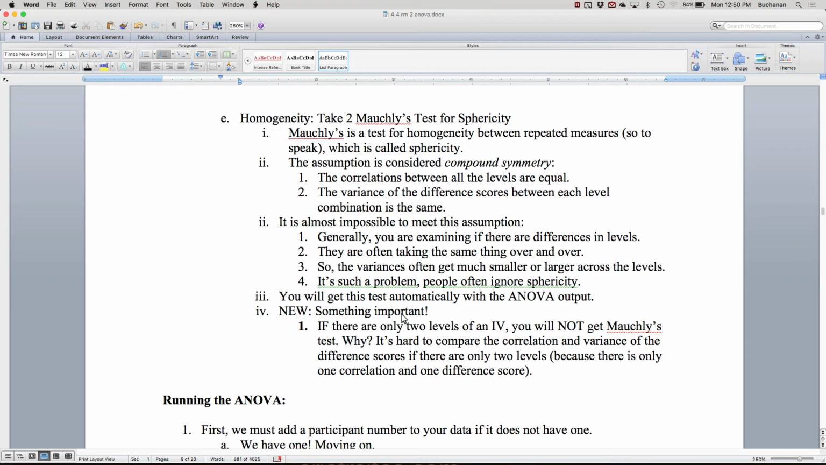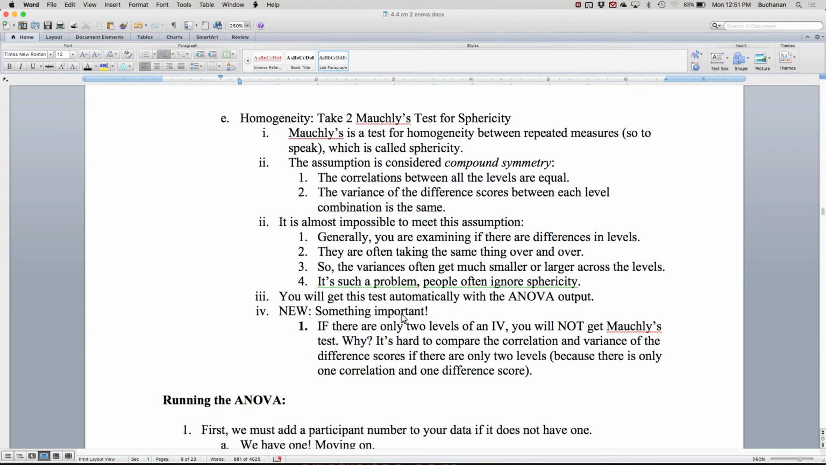All right. If I have 3 or more levels, I take 1 minus 2 and calculate the variance, right? And then 1 minus 3, and then 2 minus 3, and I get the variances for all of those. Are those equal? And then the correlations between them all. So 1 to 2 correlation, 1 to 3, 2 to 3. So sphericity checks if the differences in variances are equal and the correlations are equal.